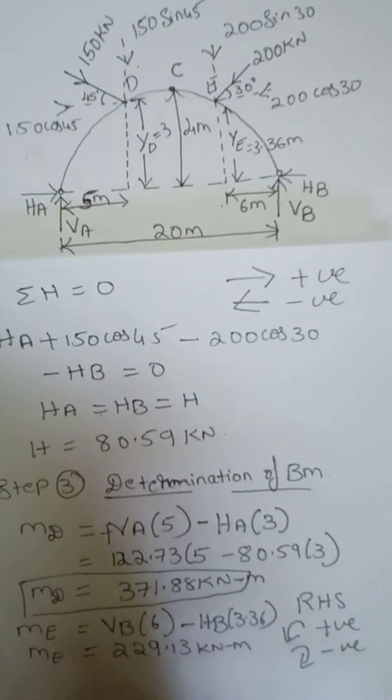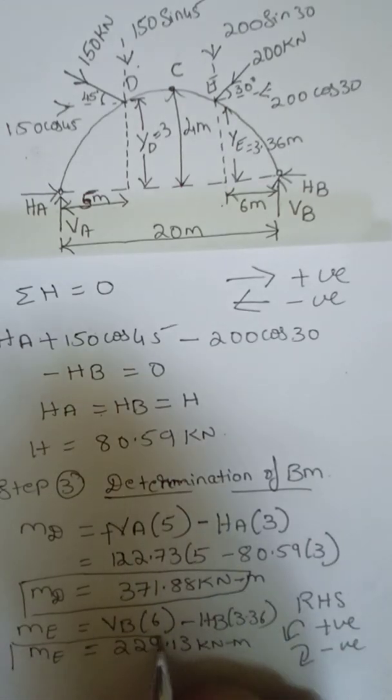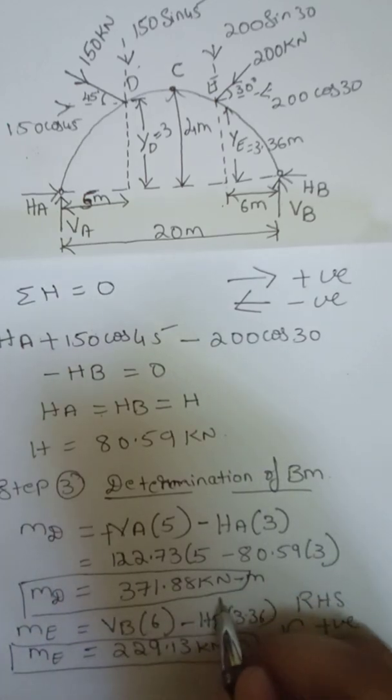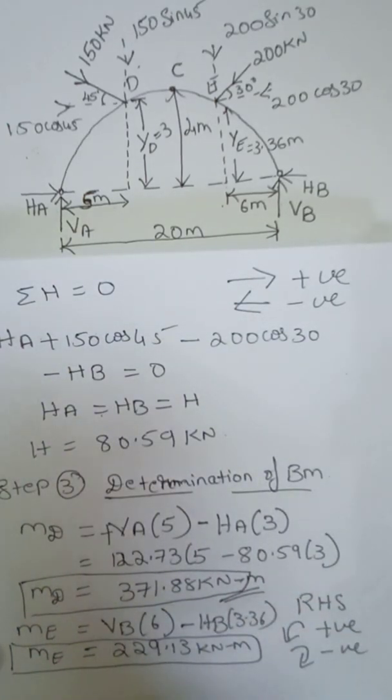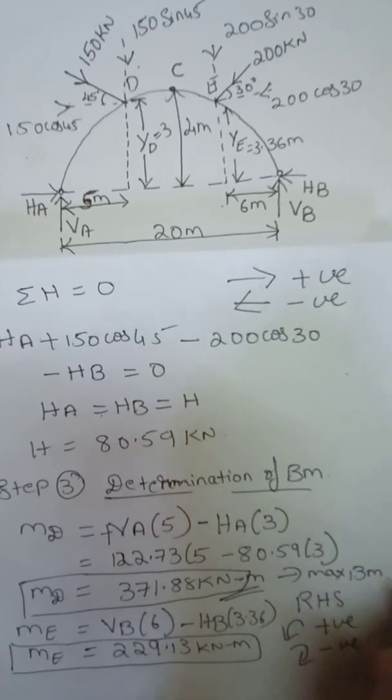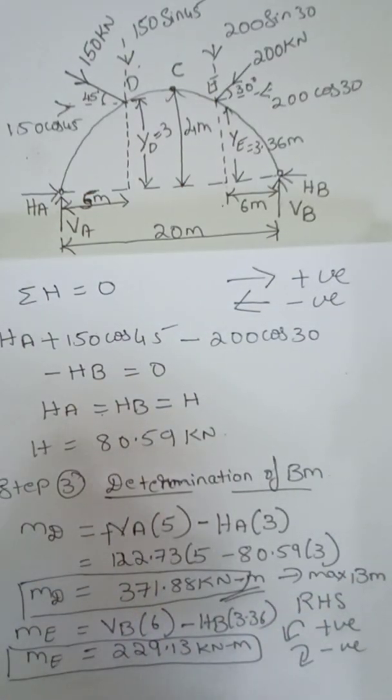So this is all about the calculation of the bending moment. If I compare these two values, the maximum value is 371.88. So this will be the maximum bending moment for the respective arch with reference to the given external loading.